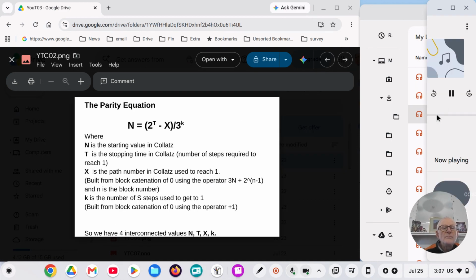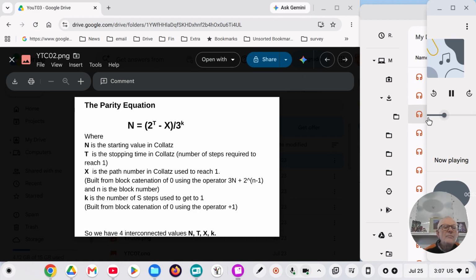Now we have the parity equation. In other places I've explained how I obtained this particular formula: capital N equals (2 to the power of t minus x) all divided by 3 to the power of k, where N is the starting value in Collatz and t is a stopping time in Collatz. That's the number of steps required to reach 1. Remember, I'm using the (3n plus 1) divided by 2 as a single step.